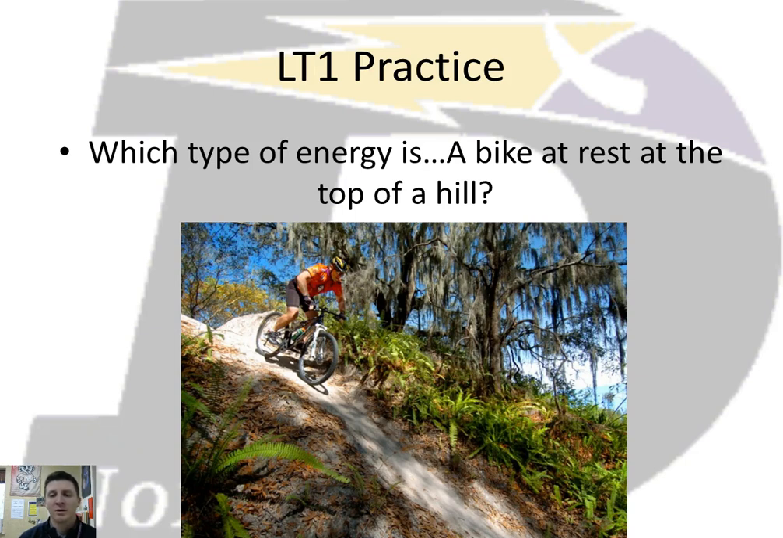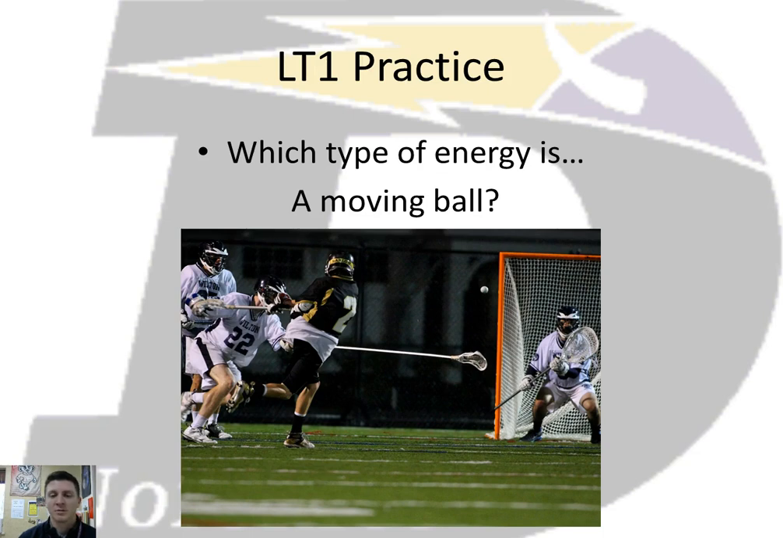Type of bike, at rest at the top of the hill. If the bike is at rest, you would have basically gravitational potential energy at the hill. If it was moving, you would obviously have kinetic energy in there as well. The moving ball here in this picture, obviously you're going to have kinetic energy. And then also some would argue that since it's a ball, that lacrosse ball, which could stretch and compress, some people would say, well, it's elastic potential energy, which is true. It does contain that.